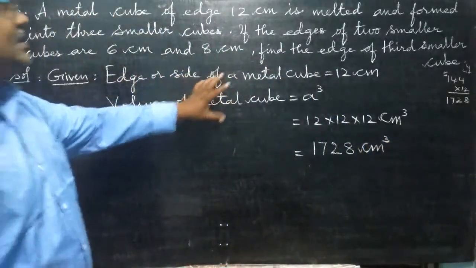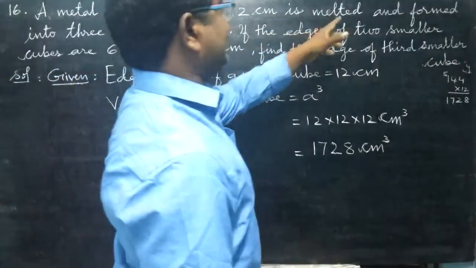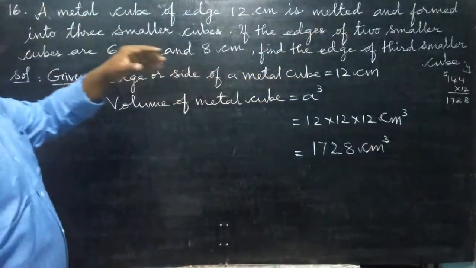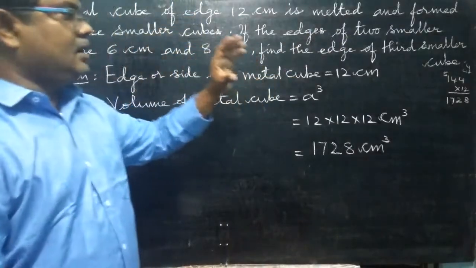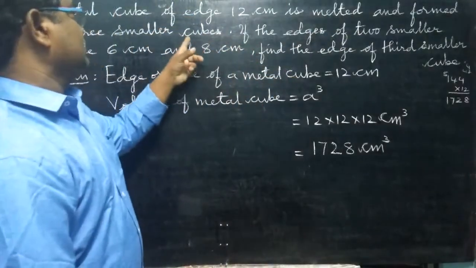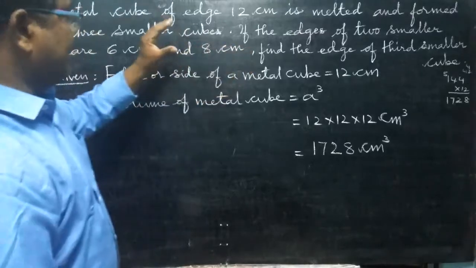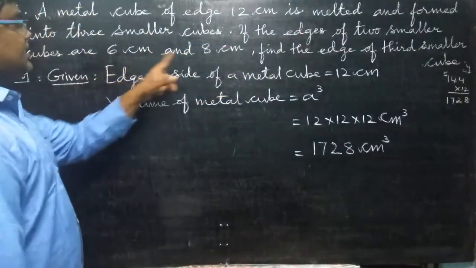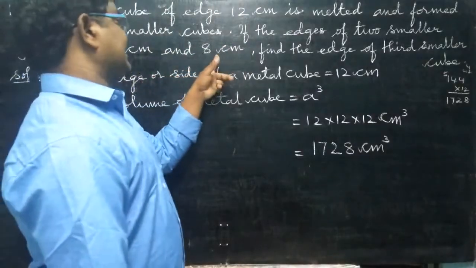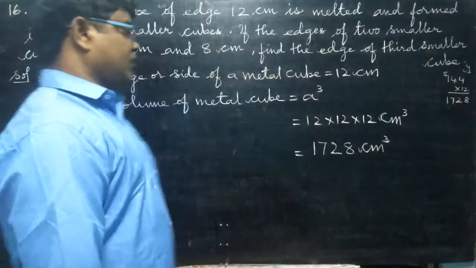Now this metal is melted. Melted means, and formed into 3 smaller cubes. The big cube is made into 3 different shapes. Same again cube shape only. One is with 6 centimeters edge. Another one is with 8 centimeters. And the third one we have to find.